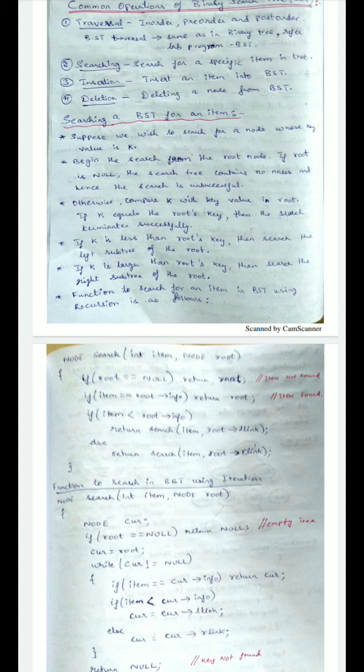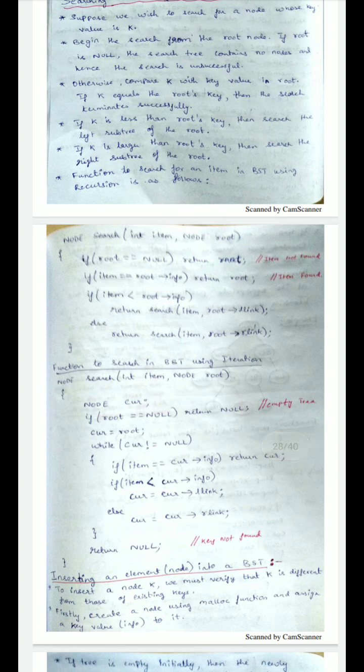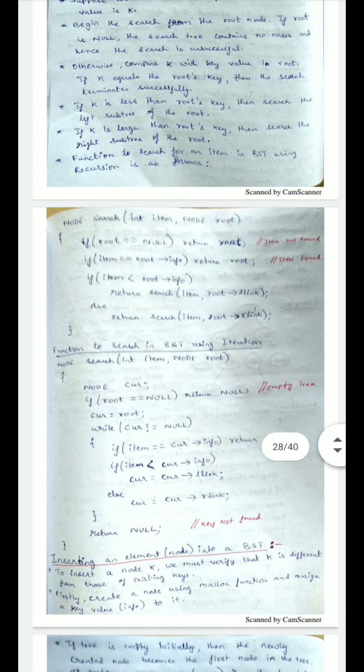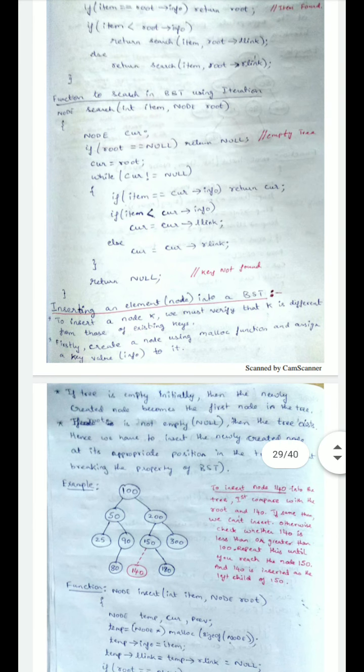That was the recursive way. If you go for the iterative way, how do you do it? First you visit the current node. If the root node is equal to null, it returns that the tree is empty. Else the current node is the root node. While the current node is not equal to null, you check the item with the current node value. If it matches, you return the current node. If not, then if it is lesser, you move to the left side. If it is larger, you move to the right side. So this is the general procedure for the iterative process.